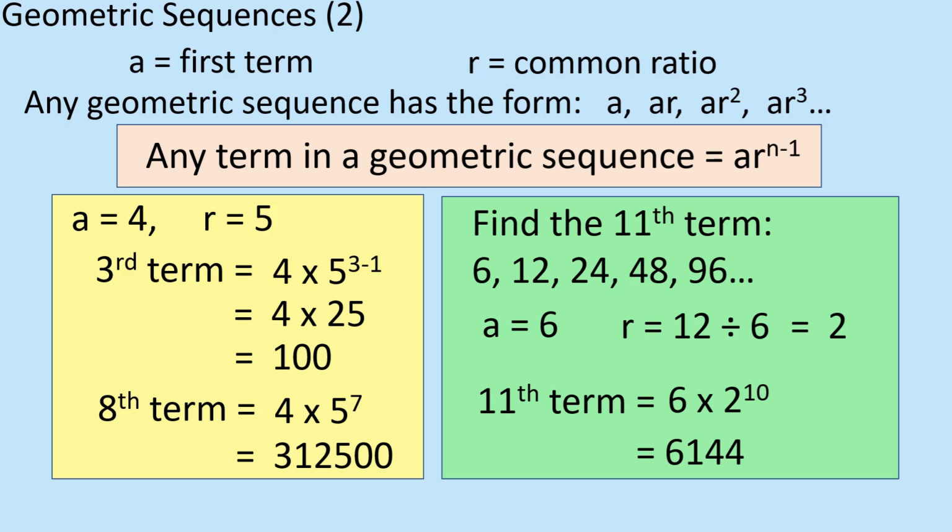Okay, so that's the geometric sequence, and that's the formula used. A represents the first term, and R is your common ratio, and obviously from there you've seen how that comes together, and any term given is using that little formula there. So try and get on top of it.